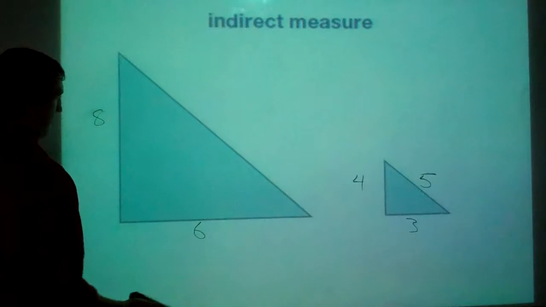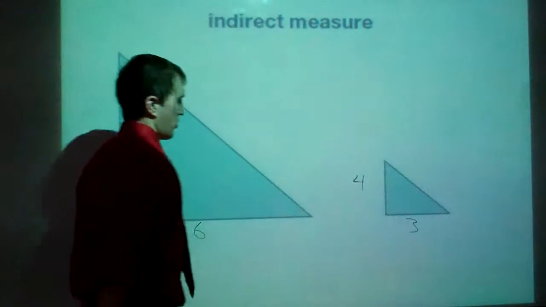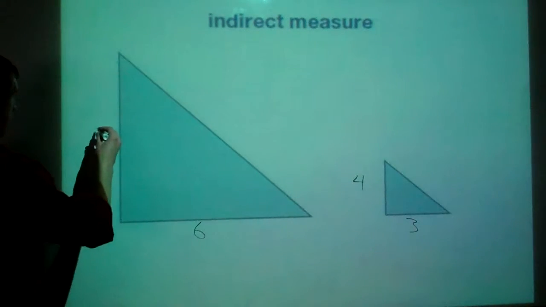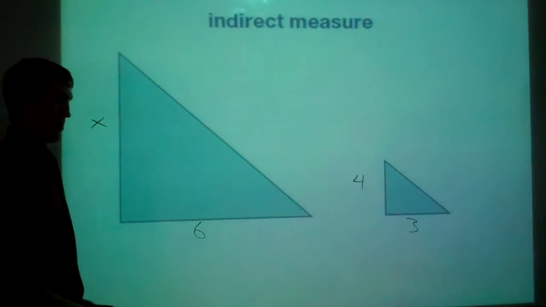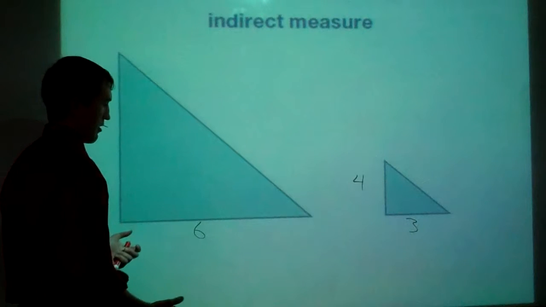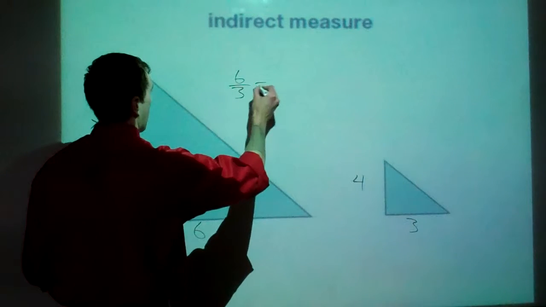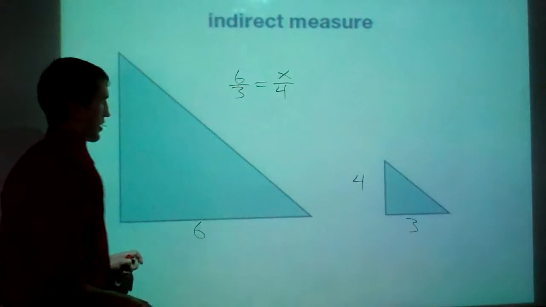So let's say, for instance, we didn't know that that was an 8. And all we knew was that we had two triangles that were similar, and they wanted us to find x. Well, here's what we could do. We could set up a proportion. Knowing that they're similar, that means our ratios should be equal. So corresponding sides, if we divide them, should be equal to each other. So 6 over 3, x divided by 4 should be the same thing, just like we did before.